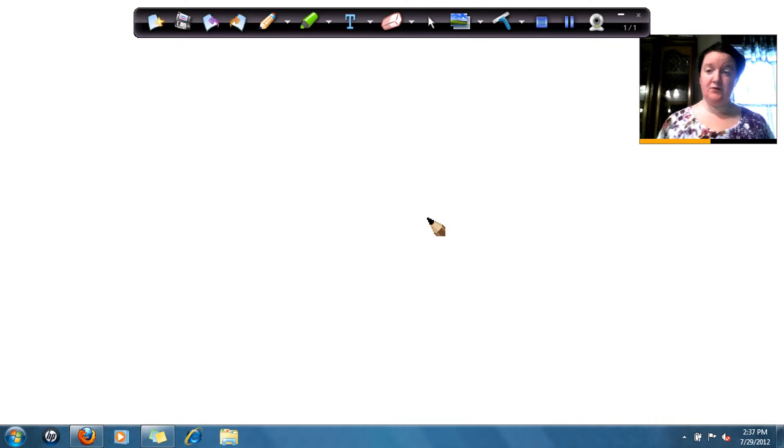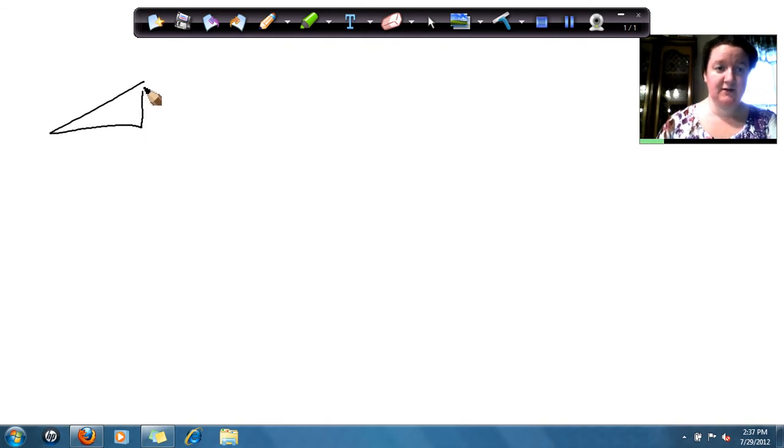Good afternoon. This afternoon we're going to look at the Pythagorean Theorem case where you have two legs of your triangle. So let's look at our triangle. We have a triangle like this. And to use the Pythagorean Theorem, you have to have a 90-degree angle in the corner.